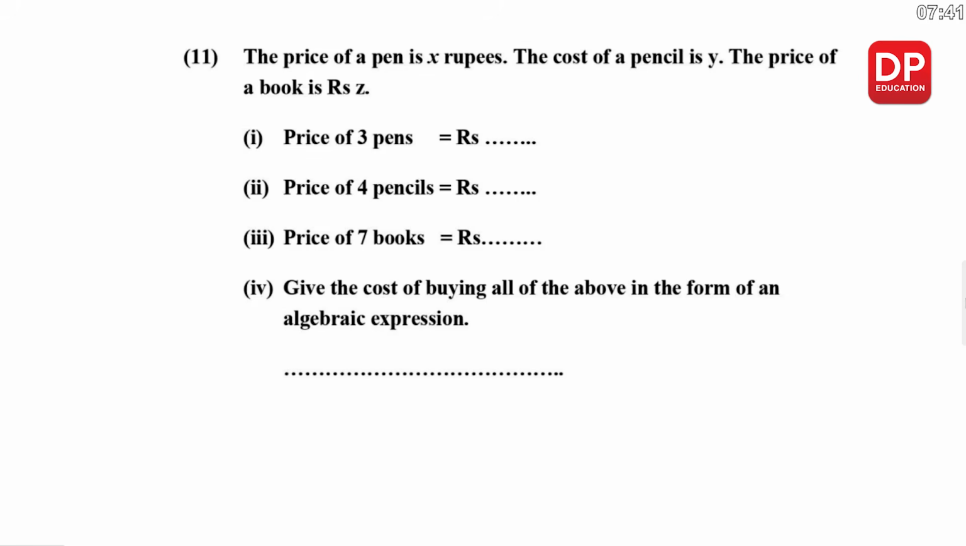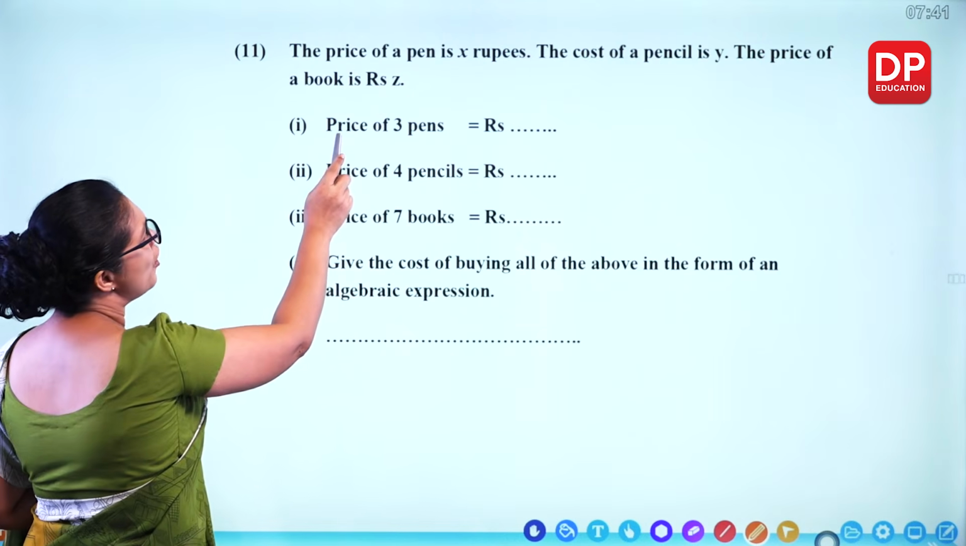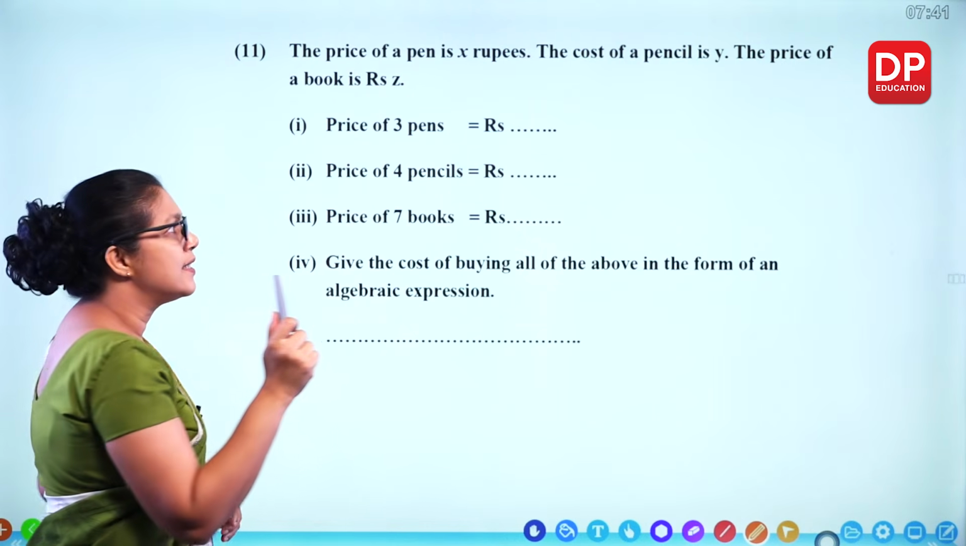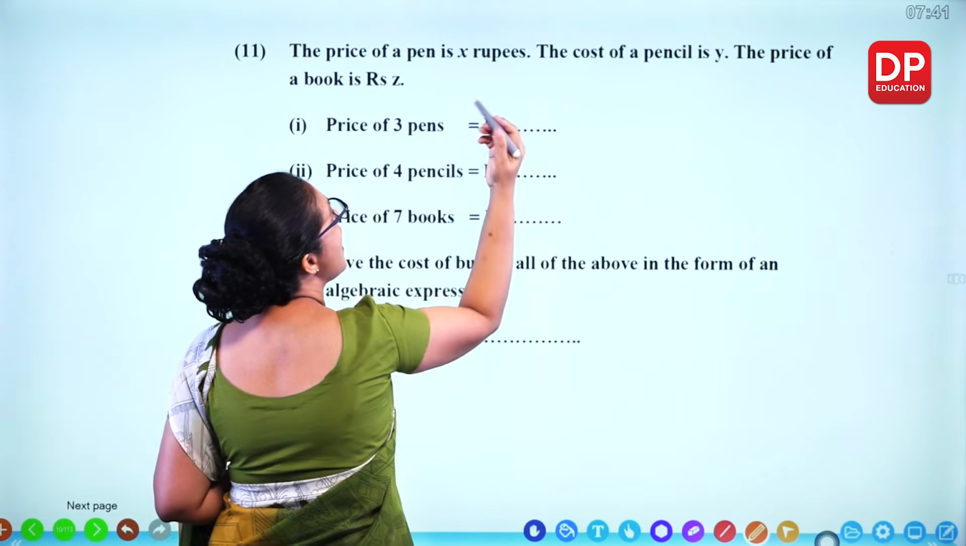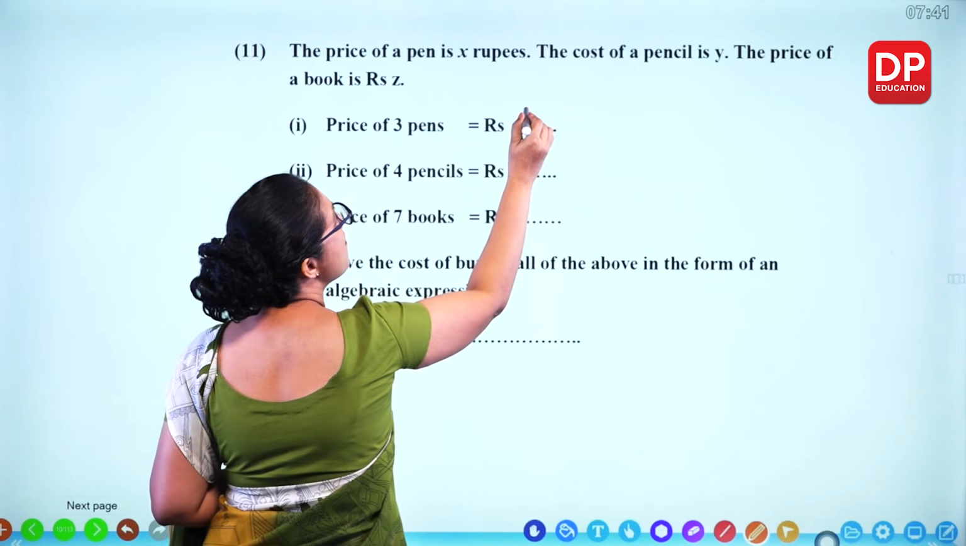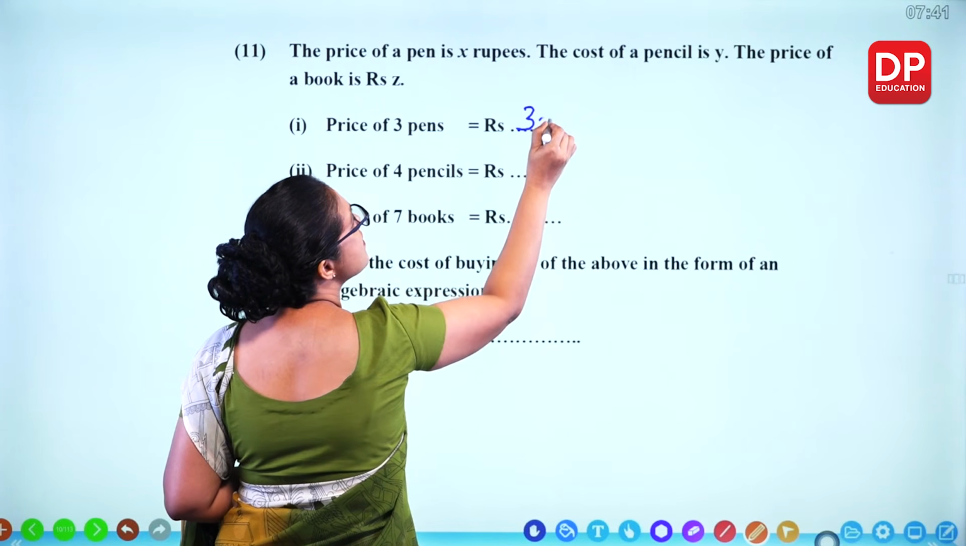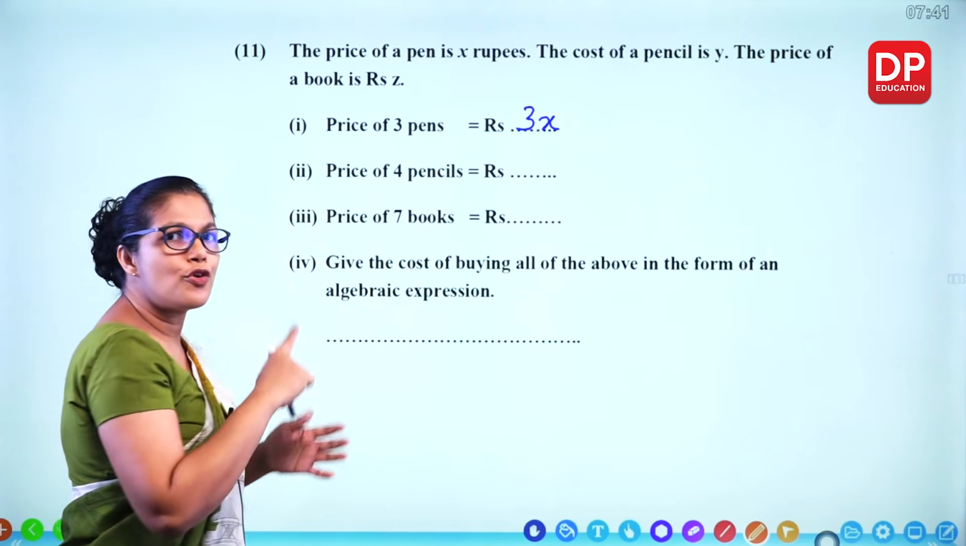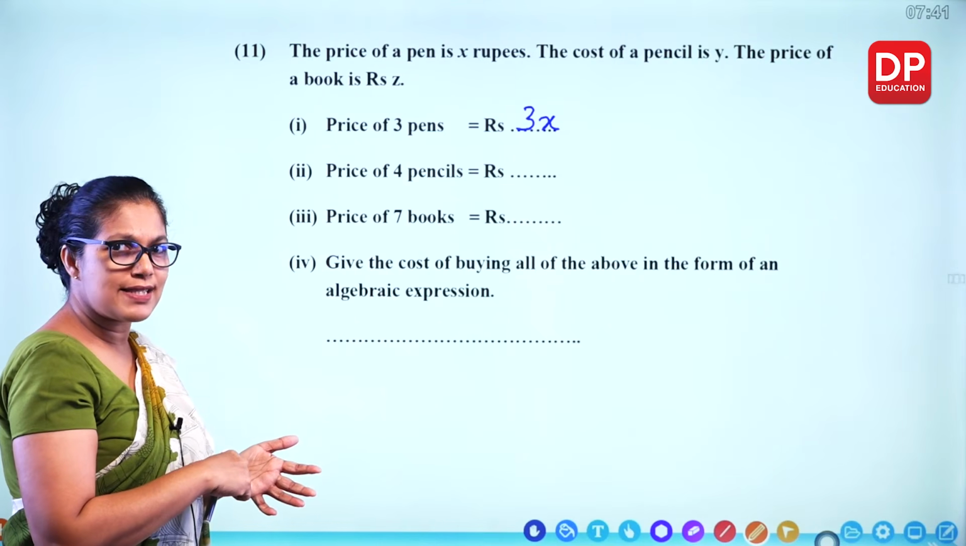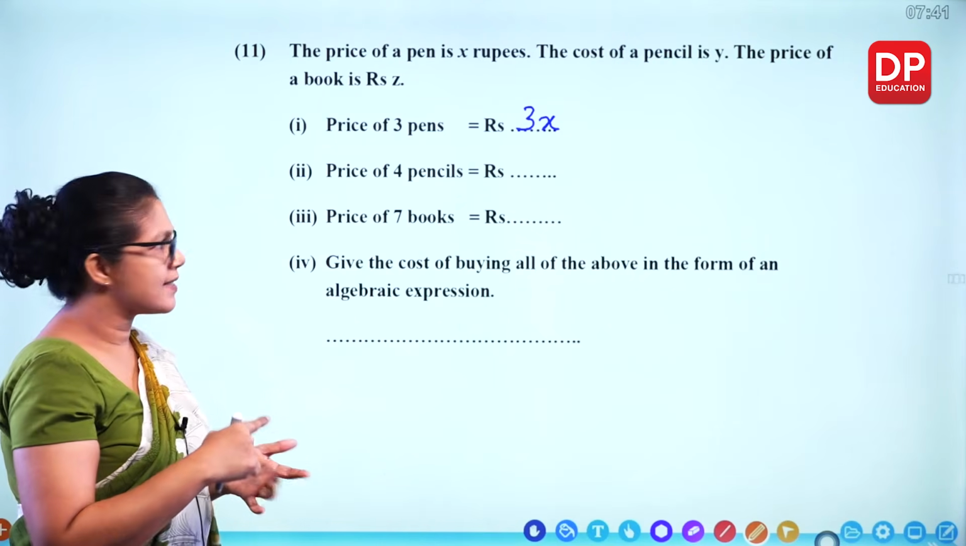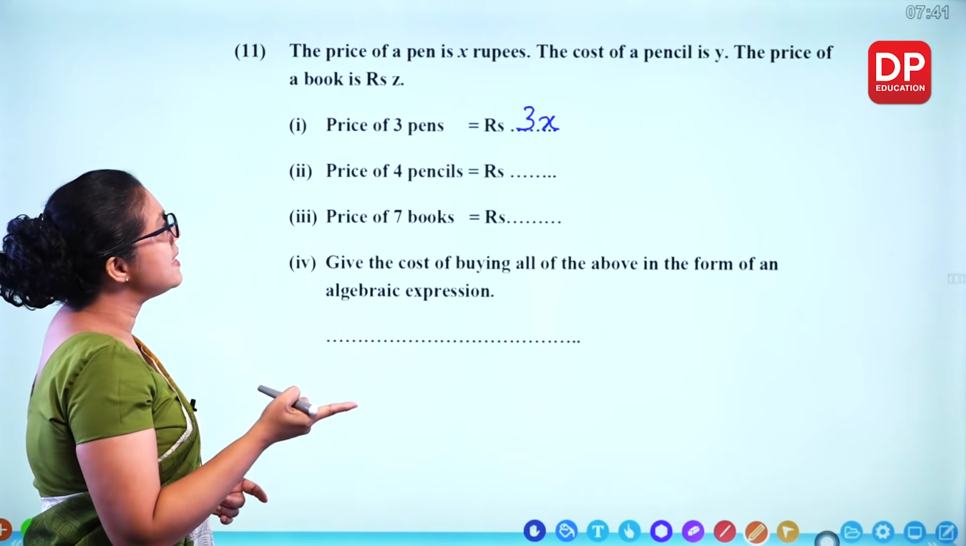The price of a pen is x rupees. The cost of a pencil is y rupees. The price of a book is z rupees. So what about price of 3 pens? 1 is x and 3 you have to multiply by 3. 3x. 3 times x, you don't need to write down the multiplication sign. You can write 3x.